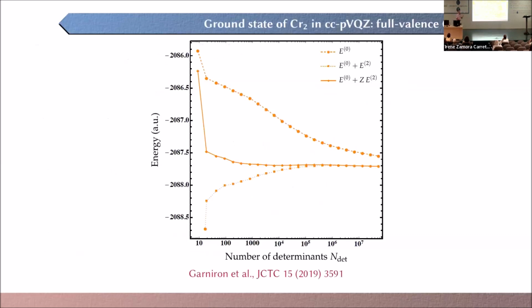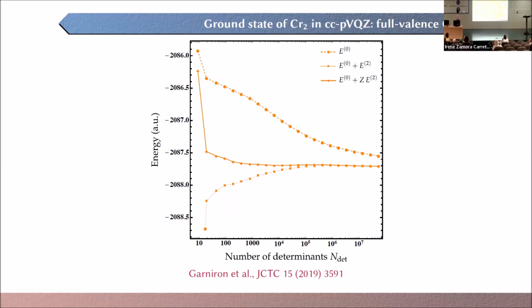All right, so let me show you an example. So that's the chromium dimer here. So full valence CAS, so it's 28 electrons in 192 orbitals. Okay, so I freeze the core electrons and I say, please do a full CI calculation. It's in quadruple zeta, I think.